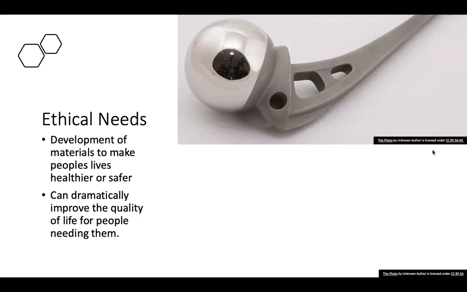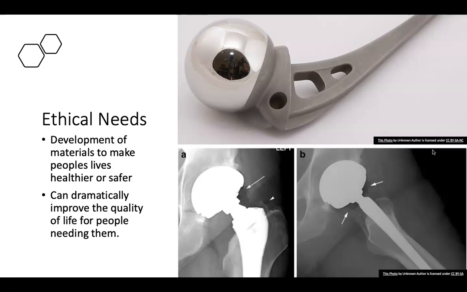Now, you may not immediately know what this is, but if I show you an X-ray like this, you should hopefully be able to piece it together. This here is part of a prosthetic limb or a prosthetic hip. And here we have a different prosthetic used, but it's a similar sort of replacement joint to what's being shown on the outside here.